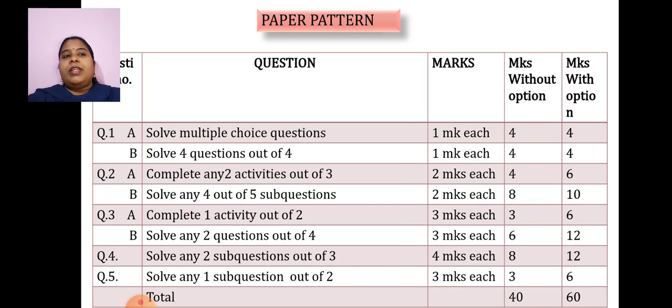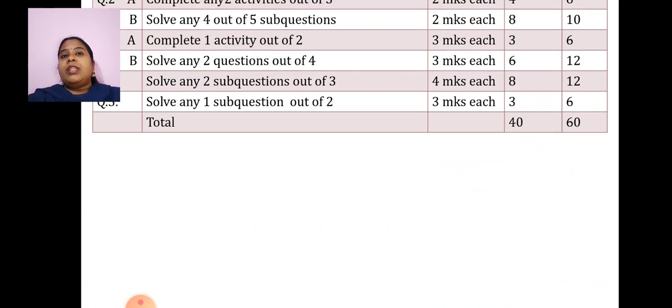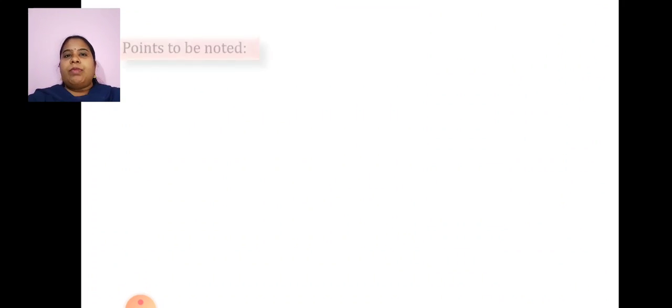Okay, so like this the total marks of the paper is 40 and with option it comes to 60. Okay, I hope you have understood the paper pattern. Right, question number 1AB, question number 2AB, question number 3AB, question number 4 and 5. Okay, then what are the important things that you should know? What type of questions can be asked?